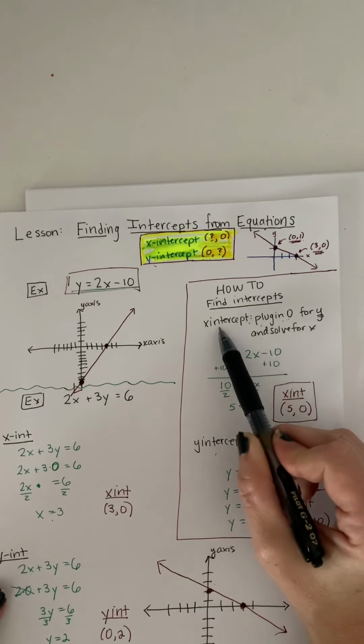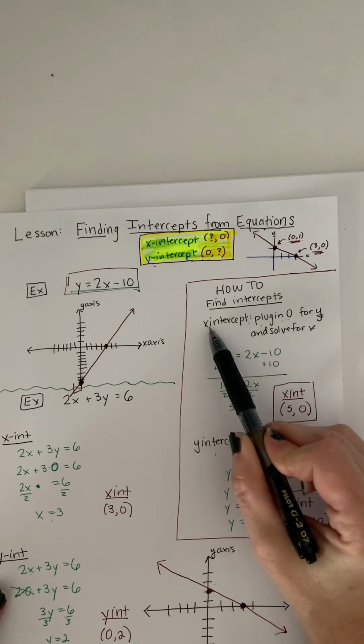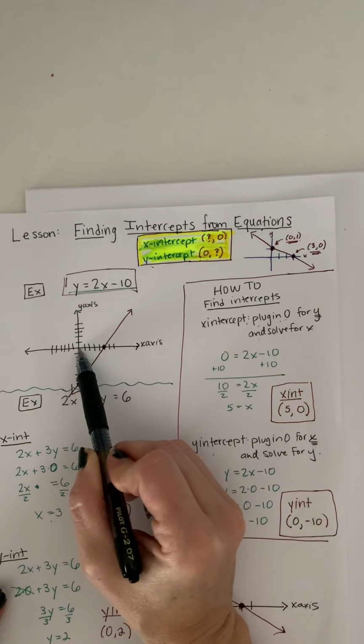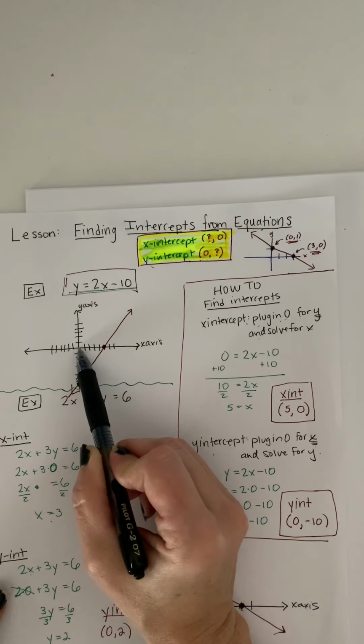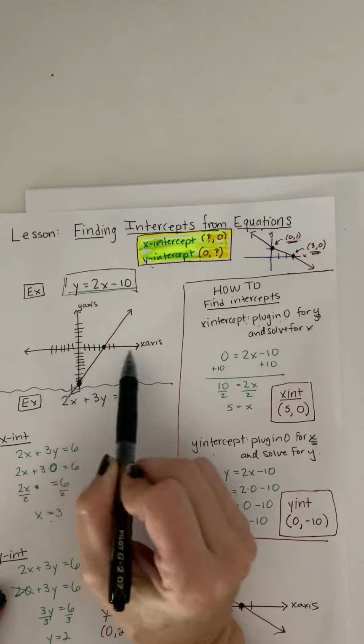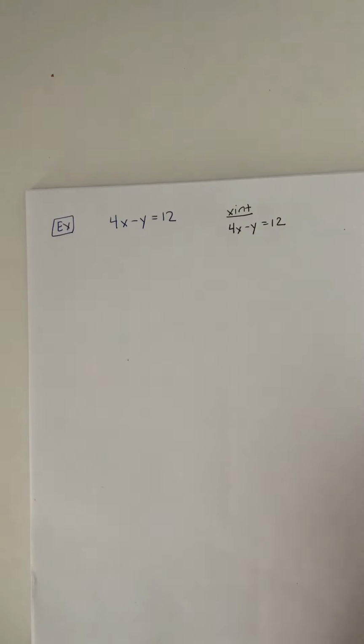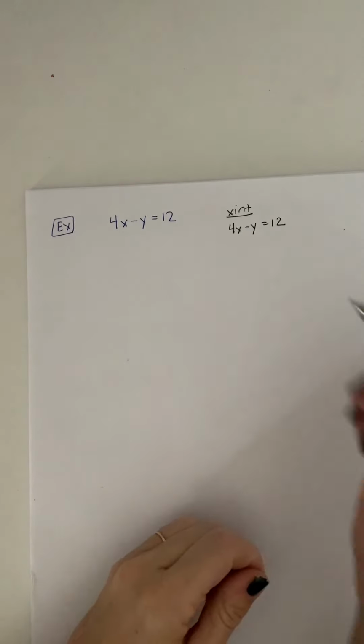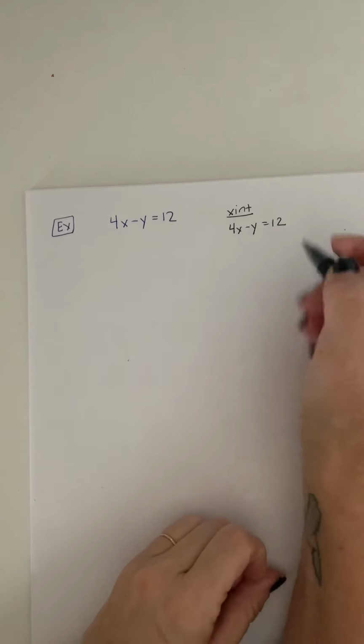It makes sense. We're finding the x-intercept. If we plugged in 0 for x, then we would always be going through here, and that doesn't make any sense. We want to find out what x number we are going through. So x is the number that should be a number, not necessarily 0. So for the x-intercept, plug in 0 for y.